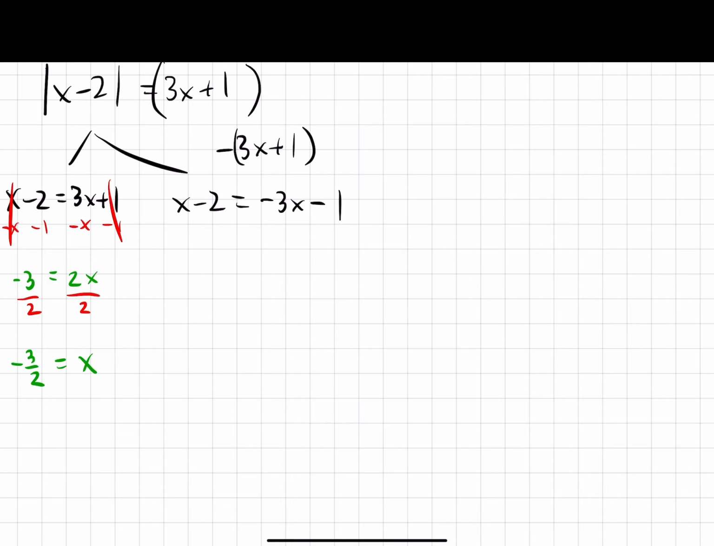I've got, let's add 3x to both sides. Add 2 to both sides. That's gone, that's gone. We have 4x equals negative 1 plus 2 is 1. So divide both sides by 4. And we get x equals 1/4.